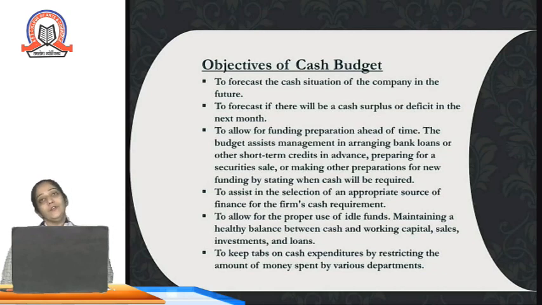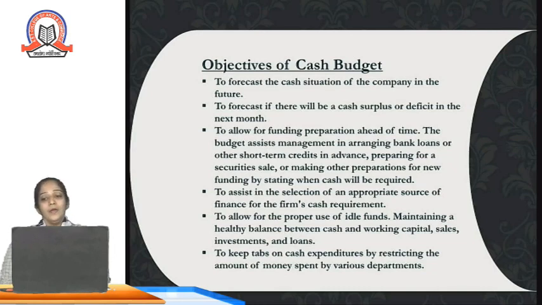Now, if I have the forecasted amount with me, accordingly I can plan if I do have idle money, how I can use those idle funds for managing my cash requirements. And also to keep tabs on the cash expenditures by restricting the amount of money spent by the various departments. So with the help of a cash budget, we can also keep track of how much expenditure is incurred by each and every department, so that we can also have the cost allocations for the various departments.